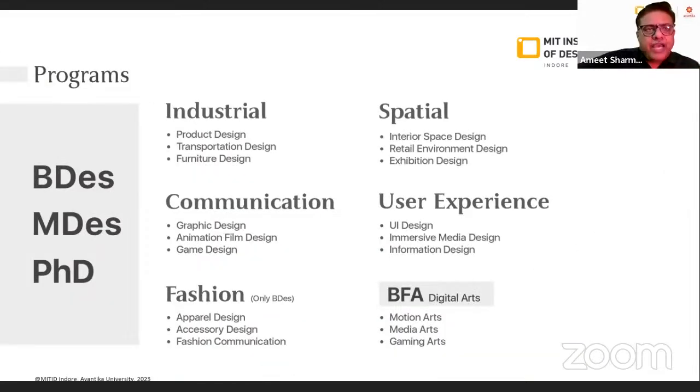Yeah, so we have, of course, the core disciplines of industrial, communication, spatial and user experience. In industrial design, we have product design, transportation design, furniture design. In communication, graphic design, animation, film design, game design. Spatial will include interior space design, retail environment design, exhibition design. And in UX, we have UI design, immersive media design, information design. So there's a column which is written BFA Digital Arts. It's actually, we have converted from BFA to B.Des now. So in digital arts also, you will have a Bachelor of Design.